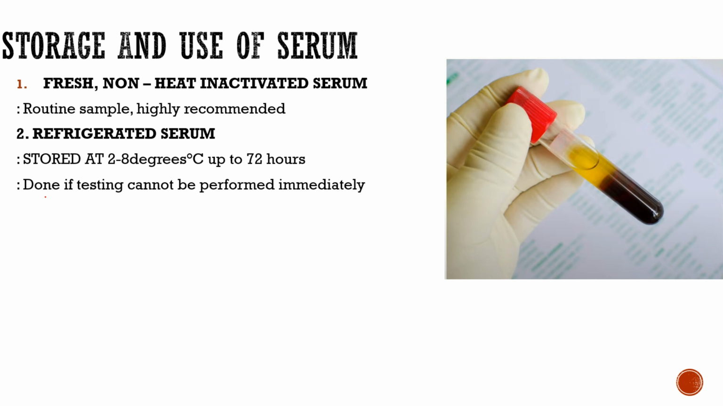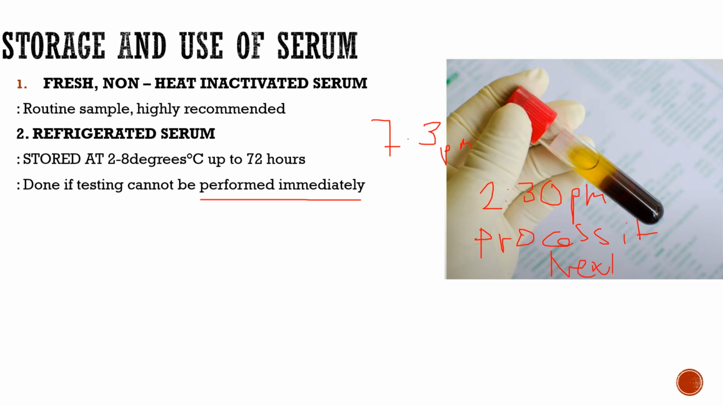Then, refrigerated serum is done if testing cannot be performed immediately. For example, class, your duty is from 7 a.m. to 3 p.m. and the sample arrives at 2:30 p.m. You have no choice but to centrifuge it, separate the serum, and process it the next working day. For that to be still viable, or for you to be able to use the serum, kailangan mo siyang i-ref. So i-ref mo siya. And then the third one is the frozen serum.